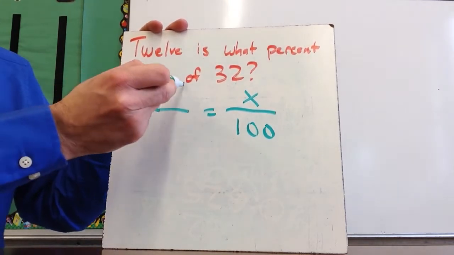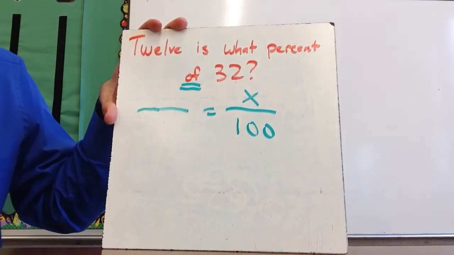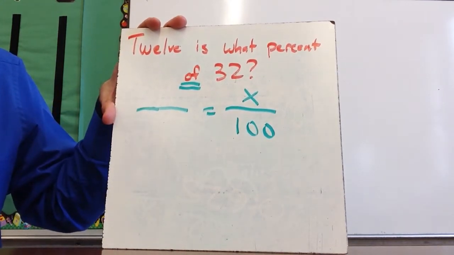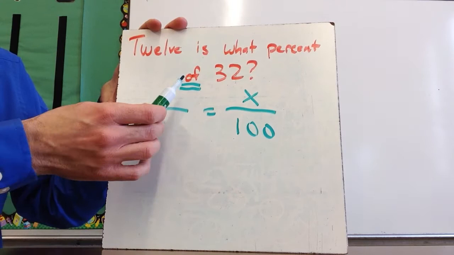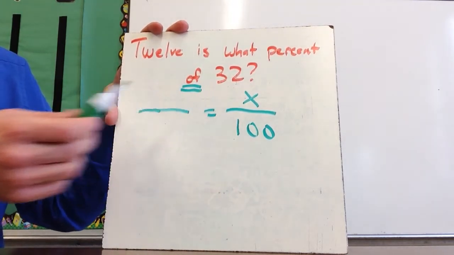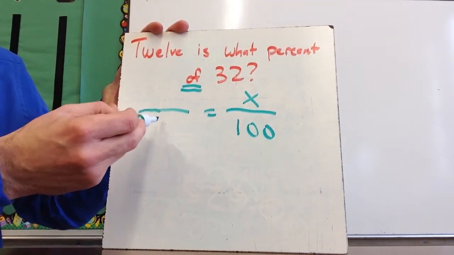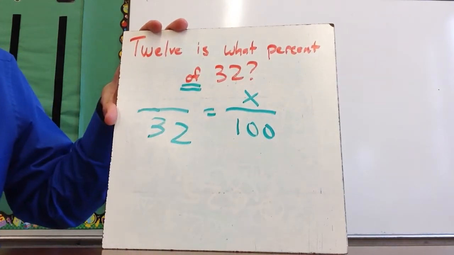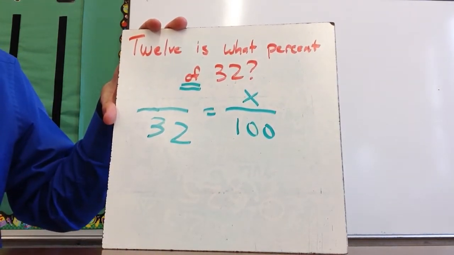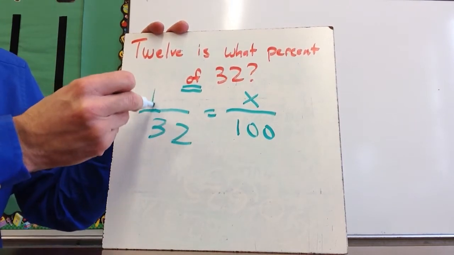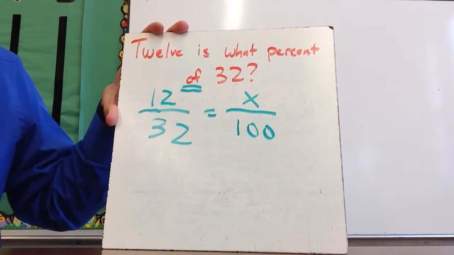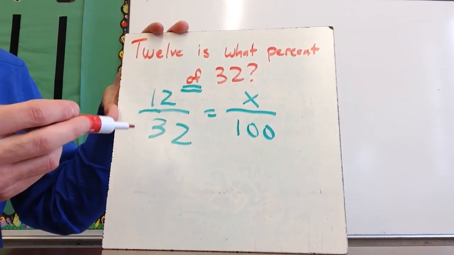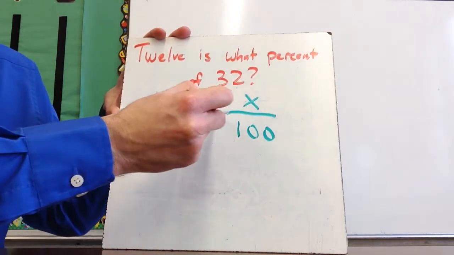Then I'm looking for this word, of. And this word is going to tell me what number should be in the denominator. The number that comes immediately after the of is the denominator. So that means that it's of 32. 32 is the whole, and then the number that is left is the 12. So I've now got everything where it needs to be. At this point, I'm going to cross multiply.